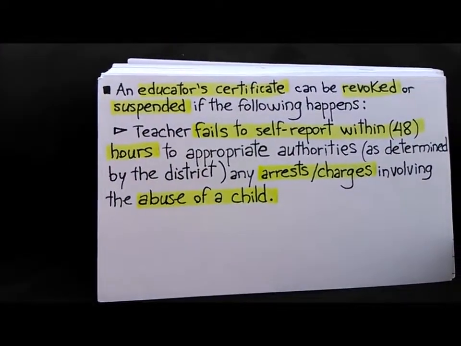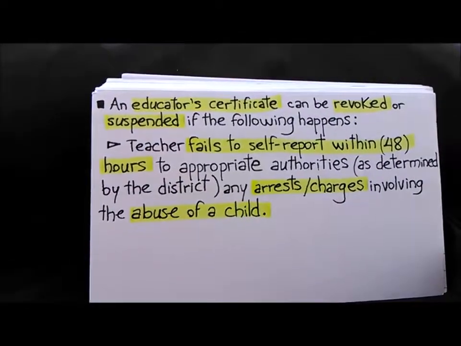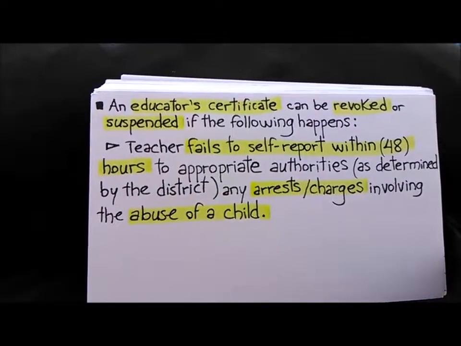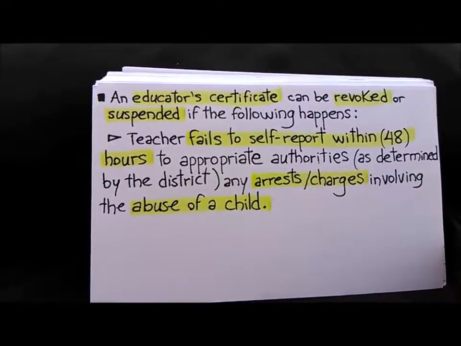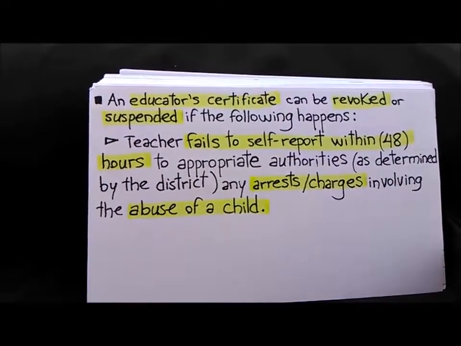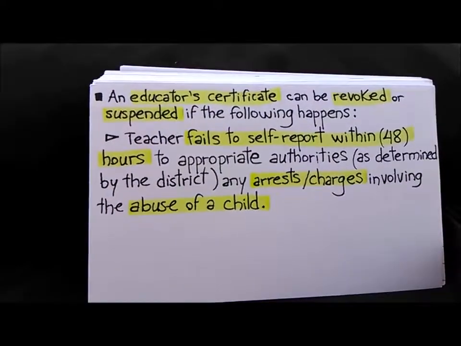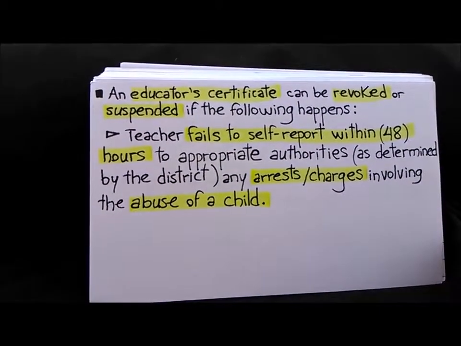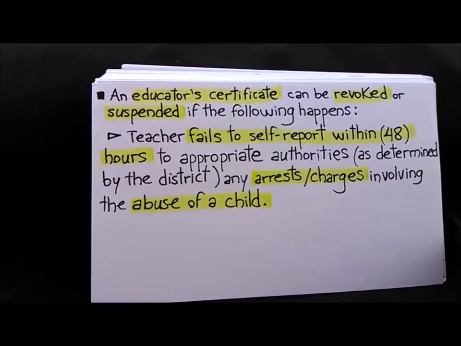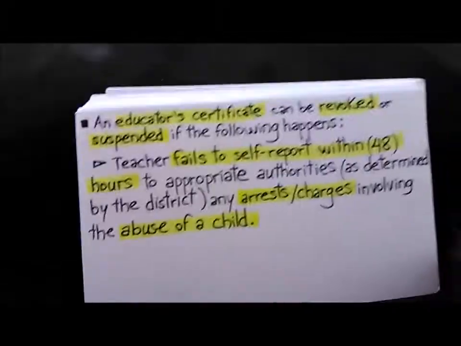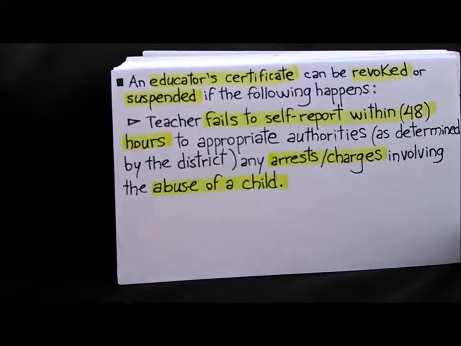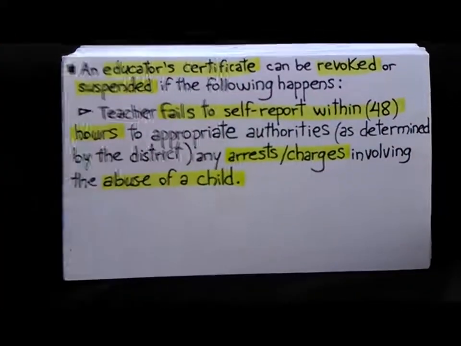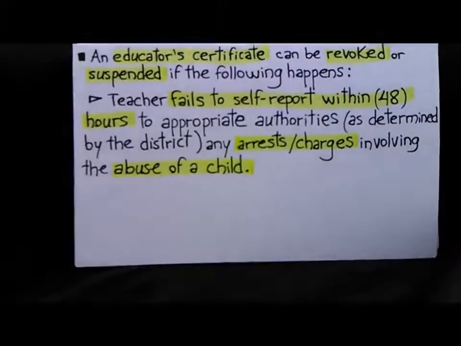An educator certificate can be revoked or suspended if the following happens: the teacher fails to self-report within 48 hours to appropriate authorities as determined by the districts any arrest or charges involving the abuse of a child. Now, remember, reporting doesn't mean you are admitting guilt, but you have to self-report within 48 hours.